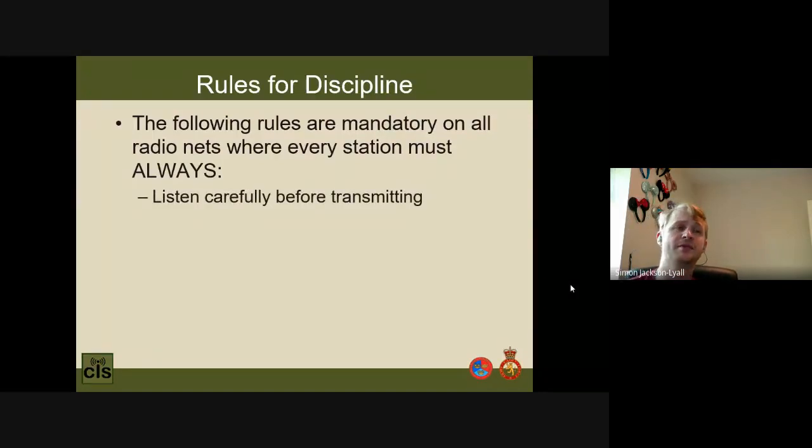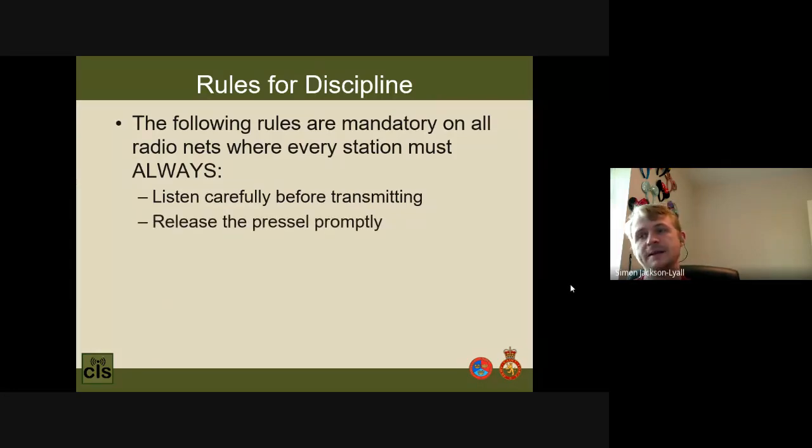Listen carefully before transmitting. And that's really important, because if you don't know what's going on with the net, you don't know when you can transmit, and you don't want to be interrupting someone else's conversation. Sometimes it might be on the net that because of the conditions, you can only hear one half of the conversation. If that's the case, you need to be well disciplined to realize that there might be someone else talking. So the more carefully you listen, the more likelihood you'll be able to hear those things.